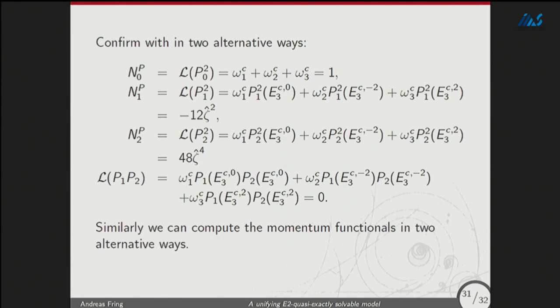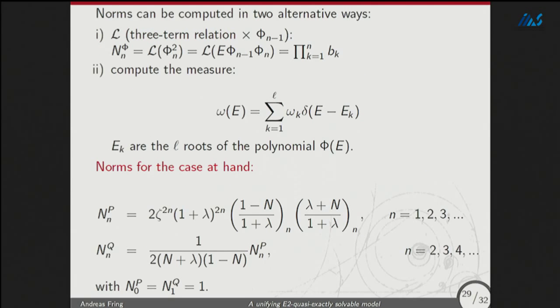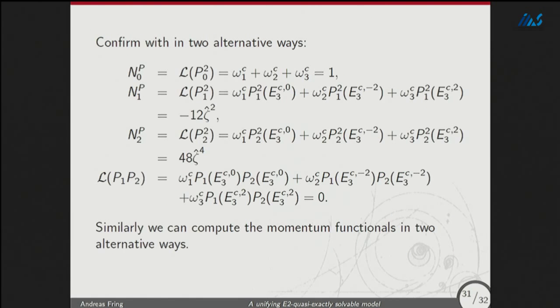Now, I have two ways to check it. One is using my omegas, and one is just from this combination. So I can check the norms. And not surprisingly, my model is non-Hermitian. This norm is negative.